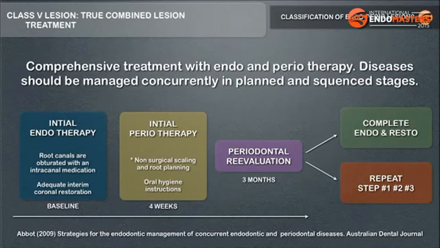At 3 months after periodontal therapy, the periodontal healing response should be reassessed. If the response has been favorable, then endodontic and restorative treatments can be completed. Periodontal maintenance and periapical healing should be reevaluated at the next appointments. Alternatively, if the initial periodontal response has not been favorable or is not ideal, previous steps can be repeated.